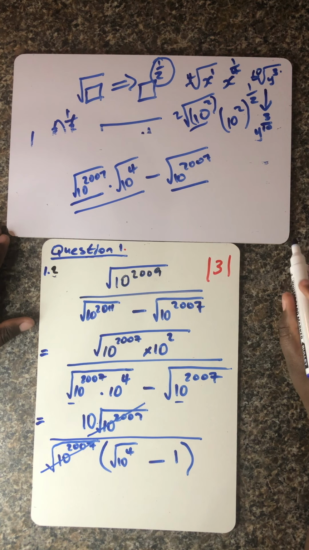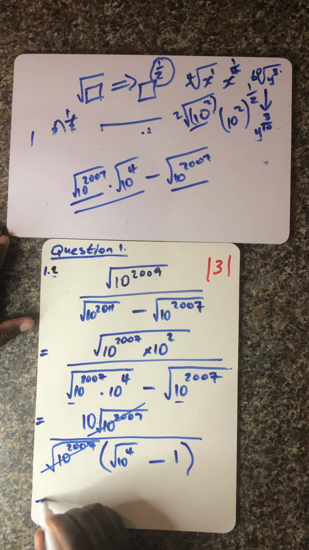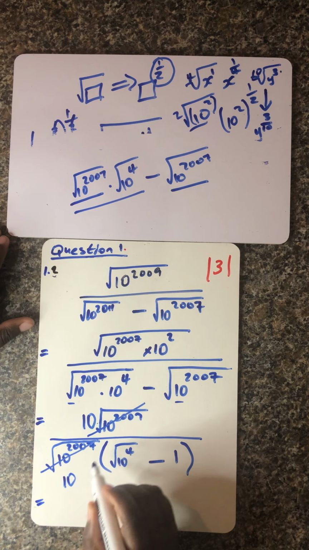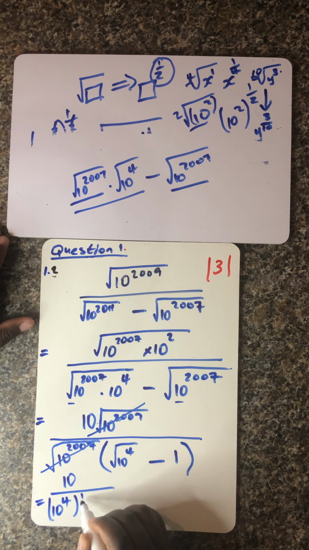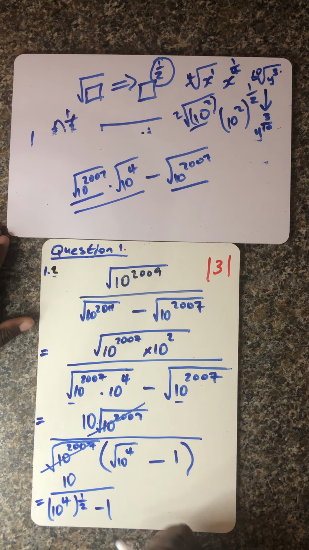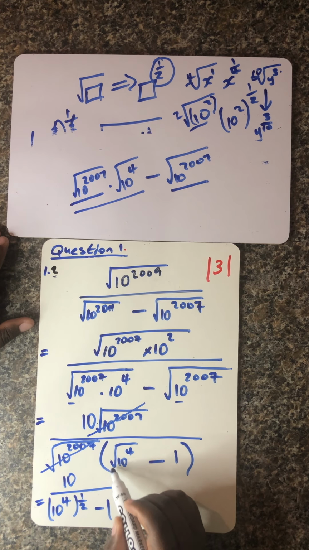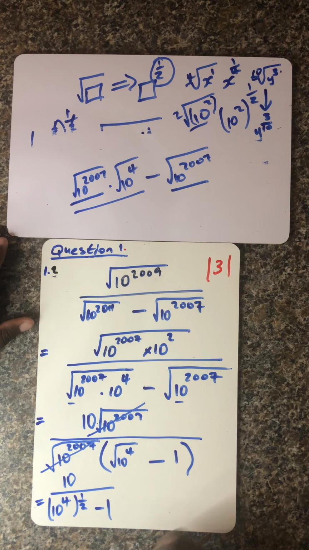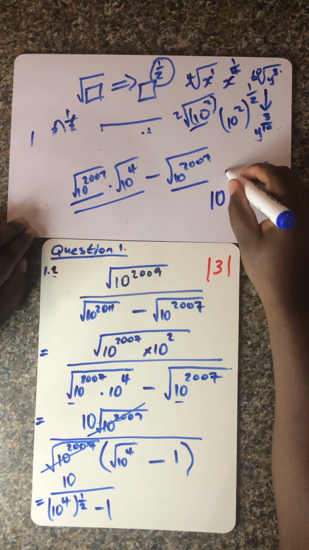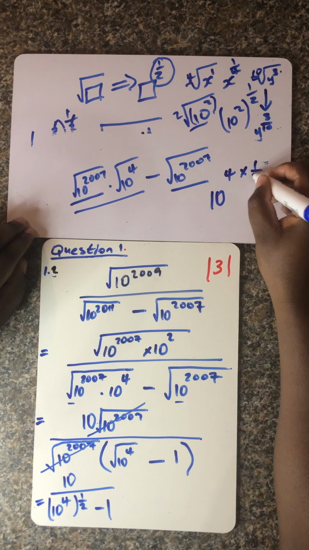Okay, so remember, that means now we are remaining with 10 over, remember this is the same as 10 to the exponent 4 to the exponent 1 over 2 minus 1. I hope you remember why it's to the exponent 1 over 2: it's because you can represent that square root by just saying it's to the exponent 1 over 2.